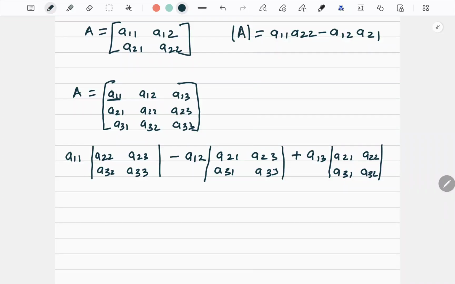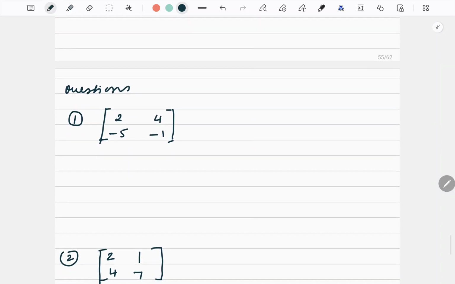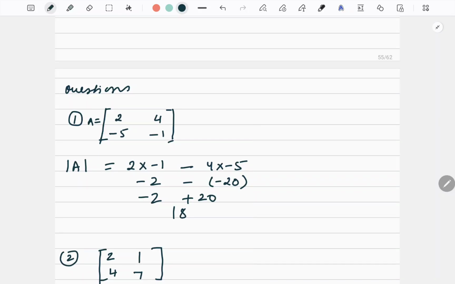So let's do a few questions based on this. The first question is, find the determinant value of A. The matrix A is this. So the determinant of A is equal to 2 into minus 1 minus 4 into minus 5. So minus 2 minus of minus 20. 5 into 4 is 20, minus 20. So minus 2 plus 20, that is 18. So this is my answer.